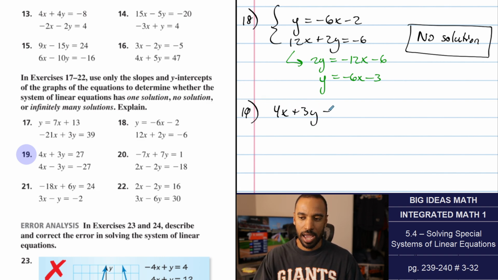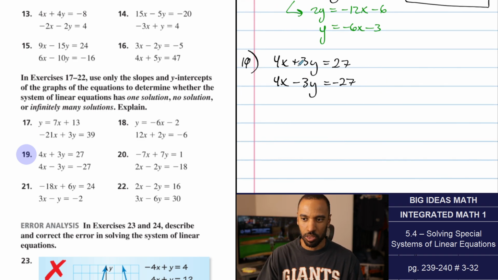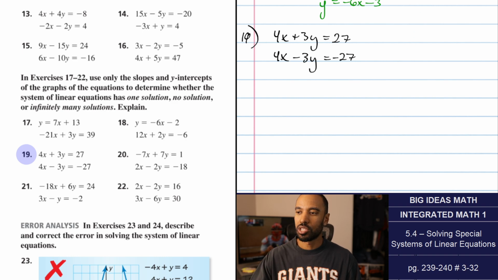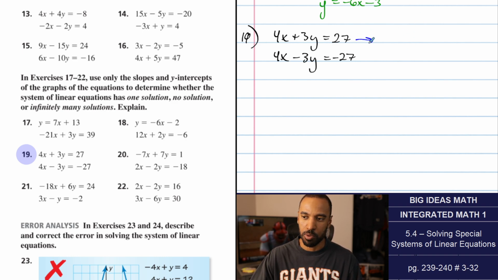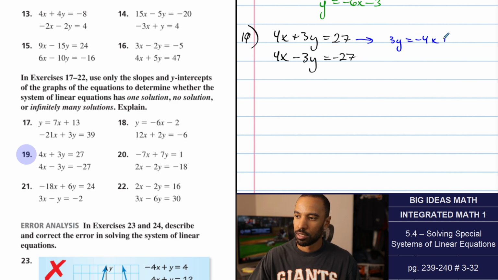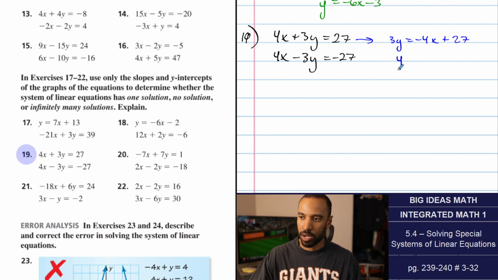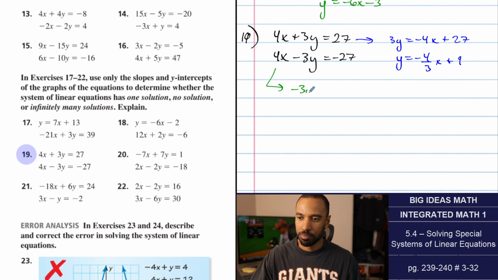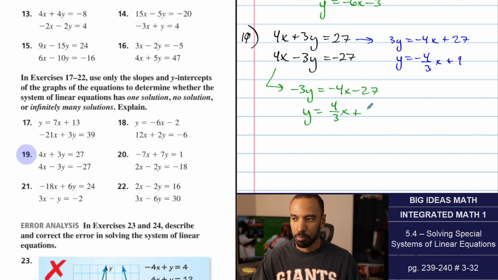4x plus 3y equals 27, and 4x minus 3y equals negative 27. I'm going to venture a guess and say this is not a special case because of how the y's are opposite signs, but the x's aren't. But we still need to compare the slopes and y-intercepts, and that's just me rewriting the equations. So subtract 4x from both sides and divide everything by 3. You get negative 4/3 x plus 9. This one, subtract 4x from both sides, but we divide by negative 3. Change of sign, positive 4/3 x plus 9.